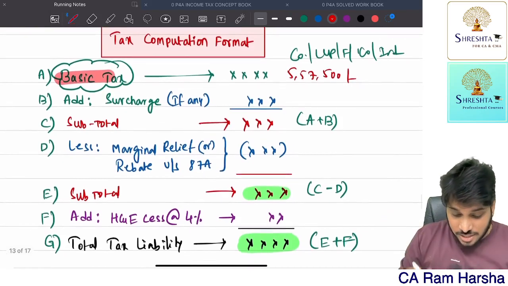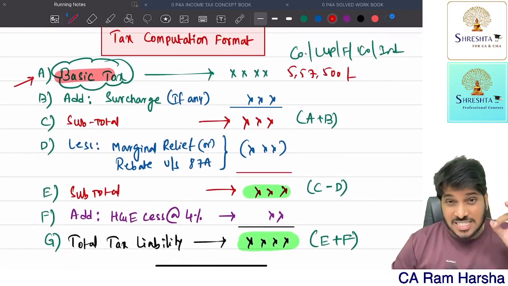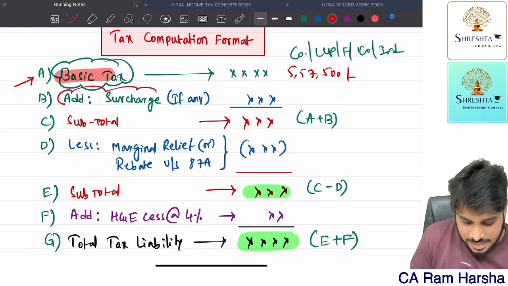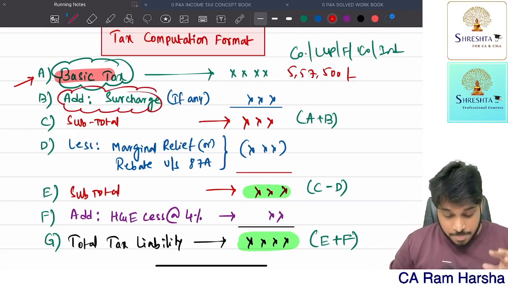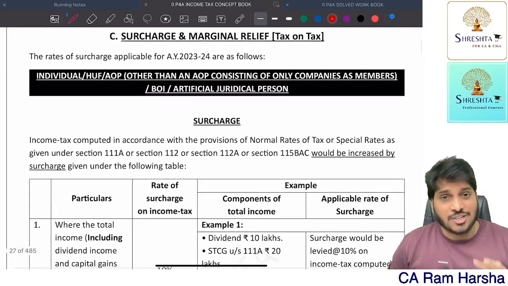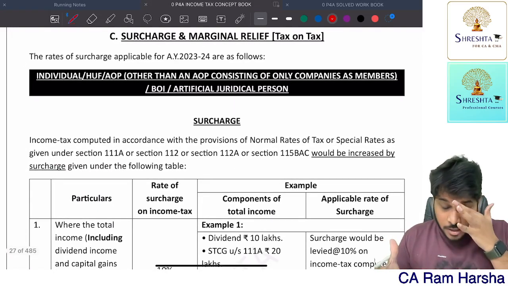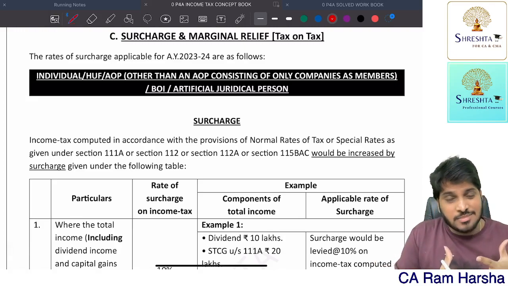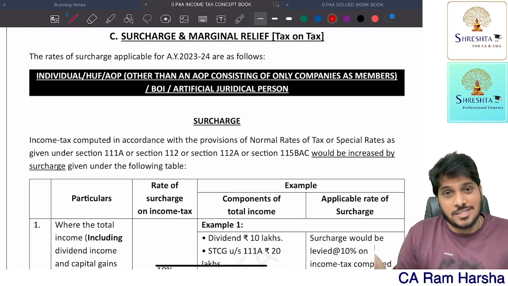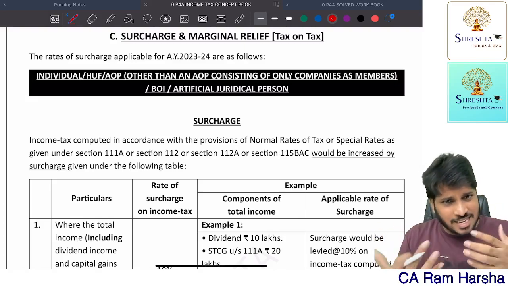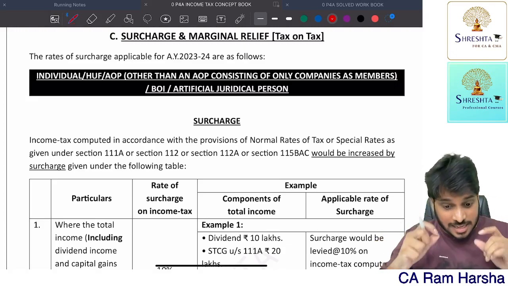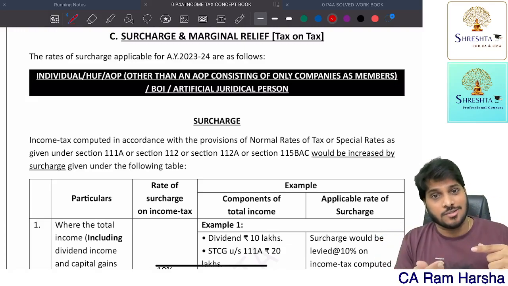So we understood how to compute this basic tax part. Now let's understand the second step in the computation of tax, that is surcharge. Surcharge is like a tax on tax. In India, income tax is a progressive taxation system. As your income increases, the tax amount obviously increases, not in proportion with income. The tax amount will be even higher.